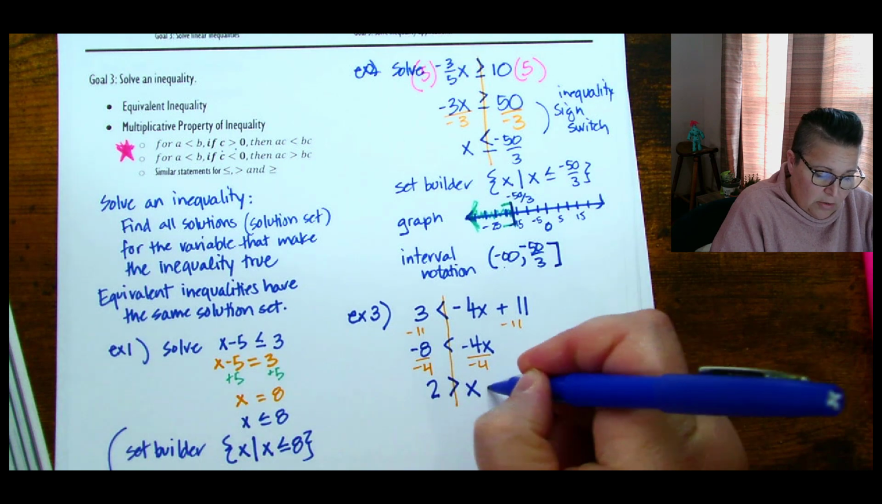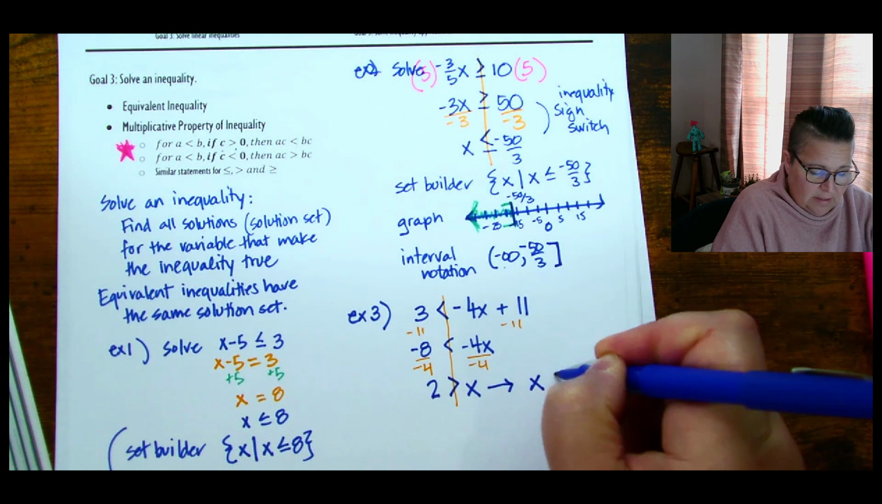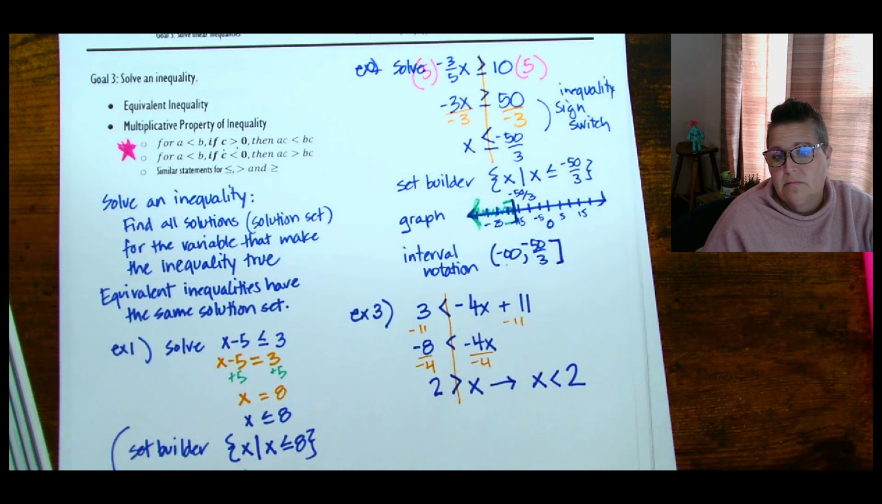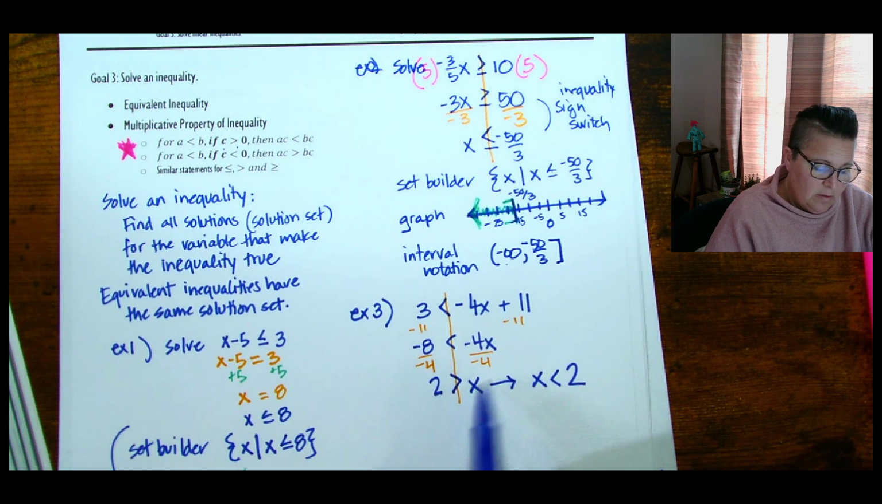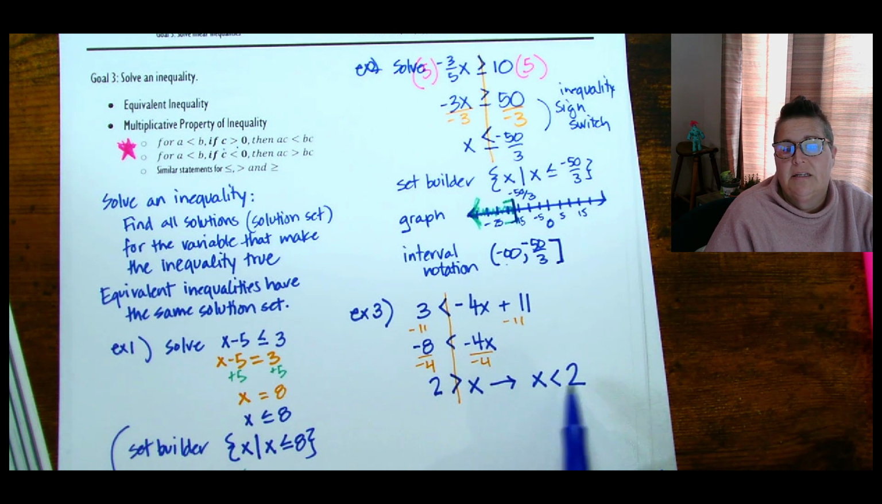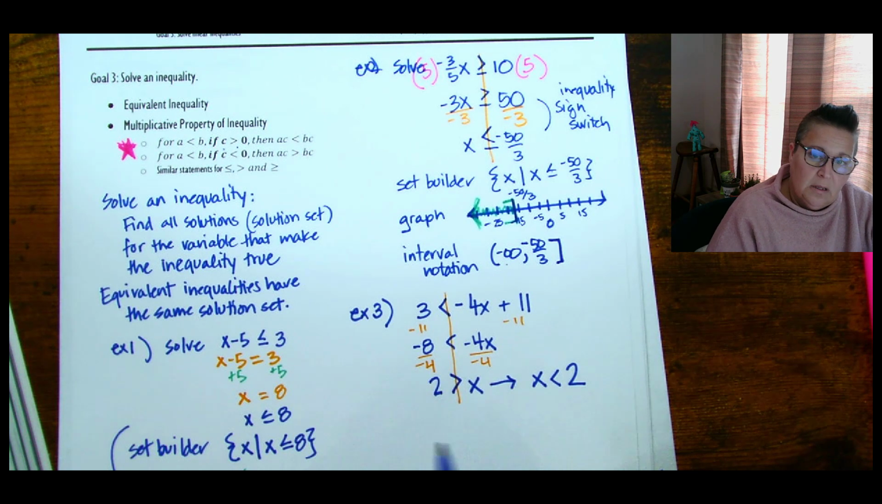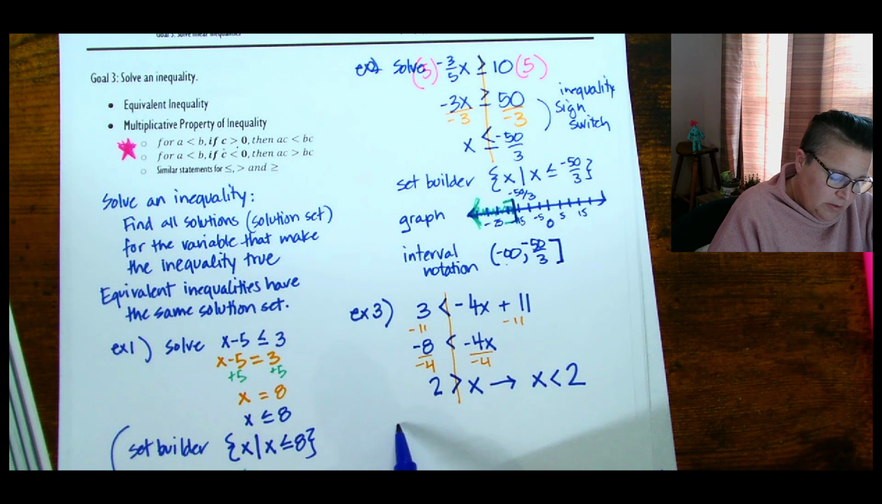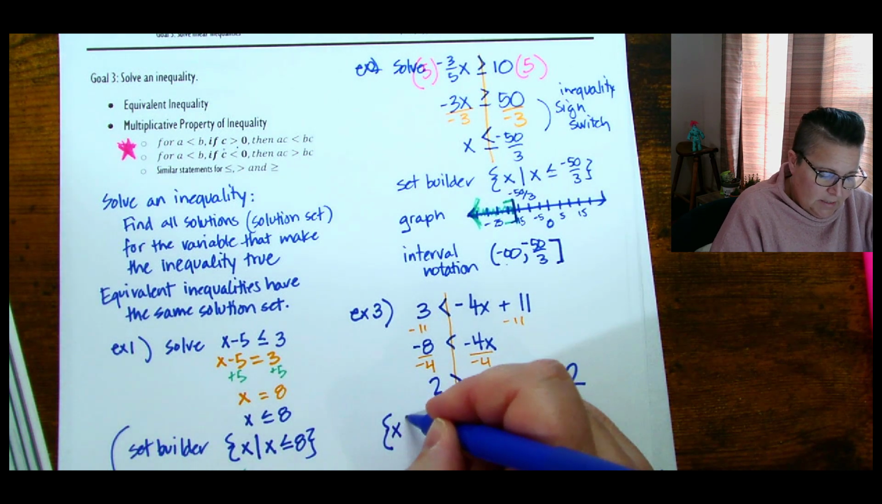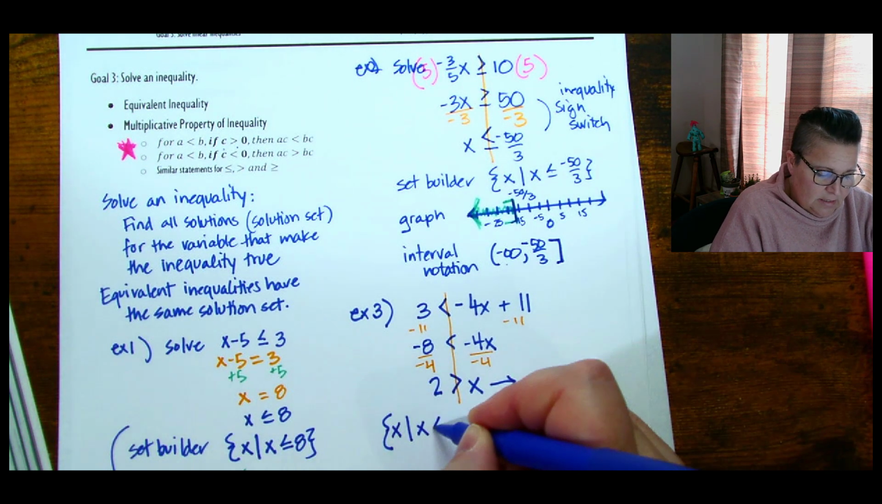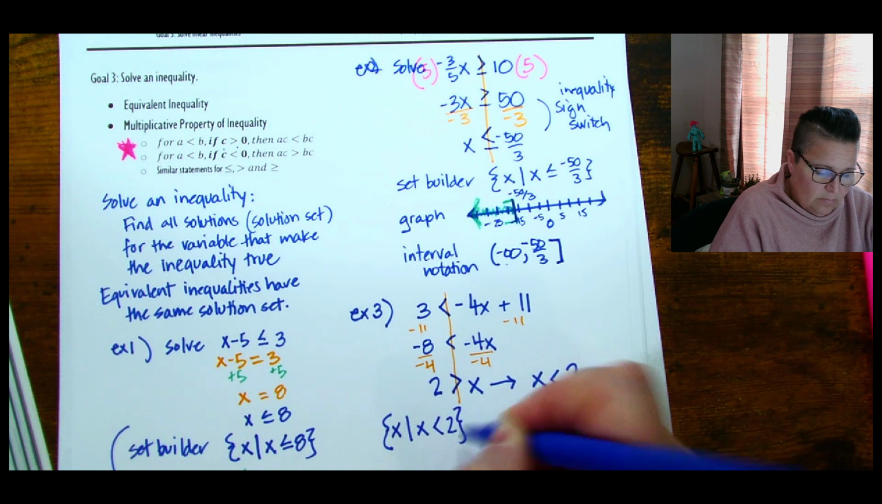Now, to write this, this would be x is less than 2. Right? 2 is bigger than x, so x is less than 2. That inverts that sign as well. So our set builder notation would look like the set containing x such that x is less than 2.